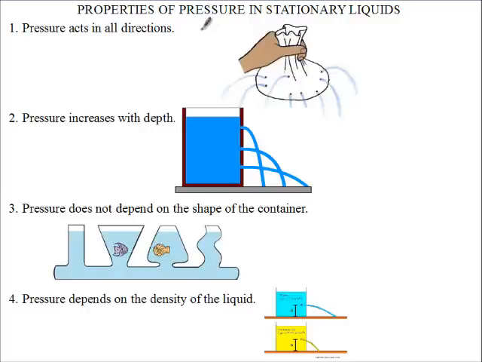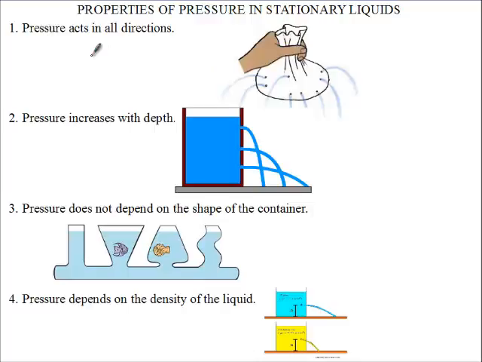Let's talk about properties of pressure in stationary liquids. We know that fluids flow from one place to another. When you take a river, it flows from one place to another. And when we're talking about stationary liquids, we mean liquids that are confined in a specific place or a specific area. For example, we can talk about lakes, or water collected in artificial containers like a bucket.